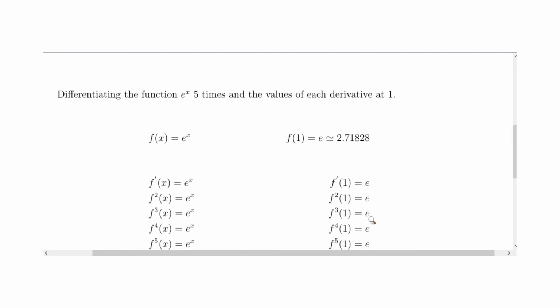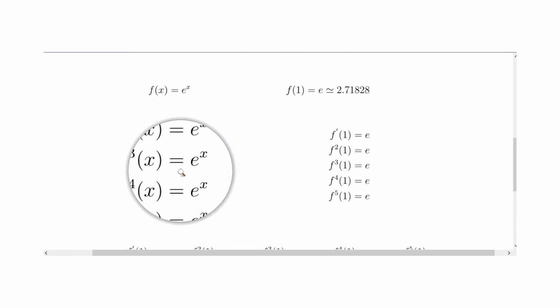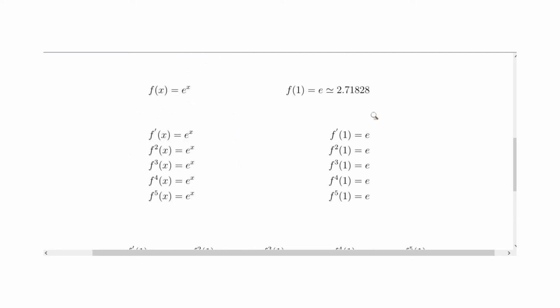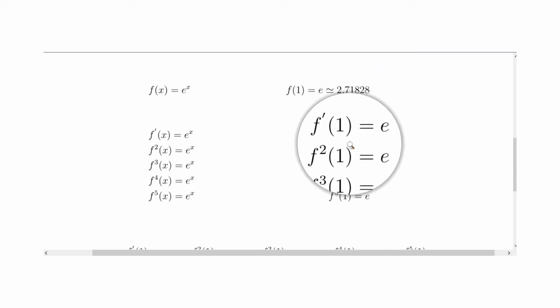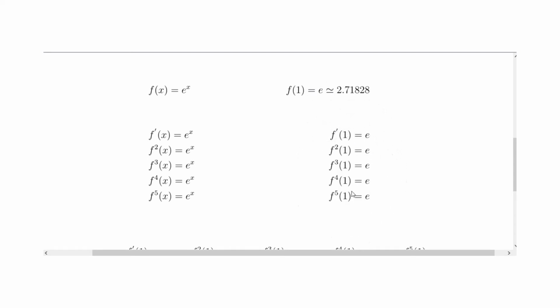Differentiating 5 times is nice and easy, because no matter how many times you differentiate e to the x, you'll always get e to the x. So all these are e to the x. Then the value is approximately 2.71828, which is e. Then the first derivative is e, second derivative is e, third derivative is e, fourth derivative is e, and the fifth derivative is e. So that's all pretty straightforward.